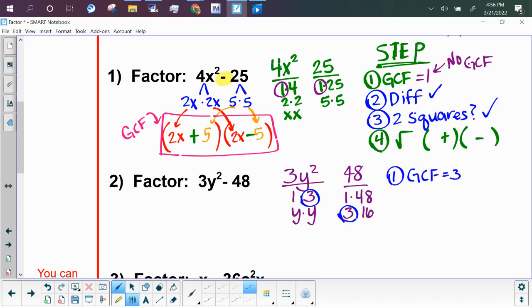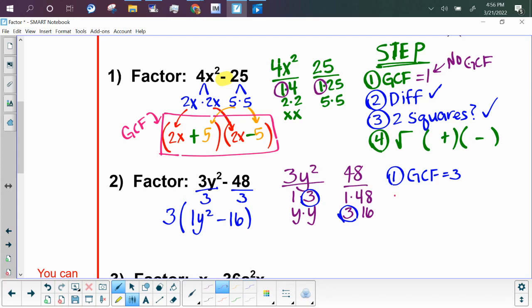Now, since I actually have a GCF, I need to divide it out this time. So I'm going to divide by 3, divide by 3. 3y squared divided by 3 gives me a 1y squared. And 48 divided by 3 gives me 16. Okay, so I'm done with this first part. Remember, I can think about the GCF out front if I want, but I don't really need to focus on that because that's just going to come along for the ride.